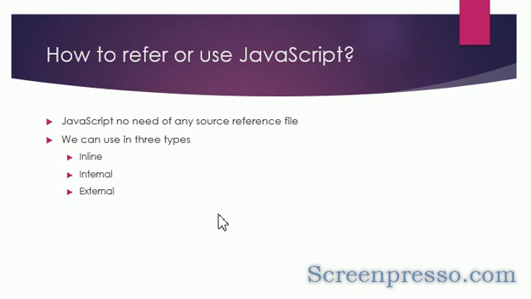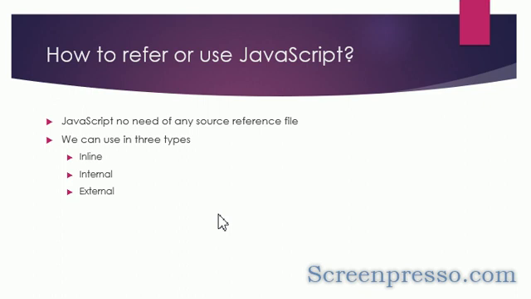Inline means that in the HTML tag itself there will be events like the click event. The HTML itself has attributes called events, such as onclick, onmousemove, onkeyup. In that inline, we can call a JavaScript method. That is called inline.